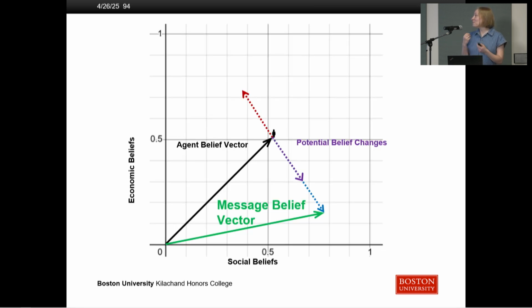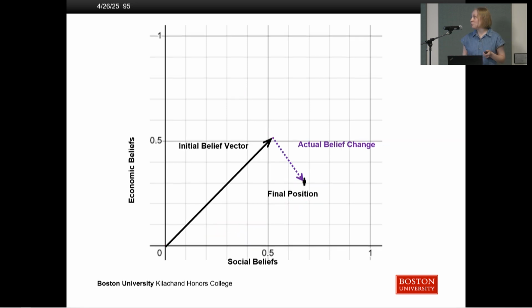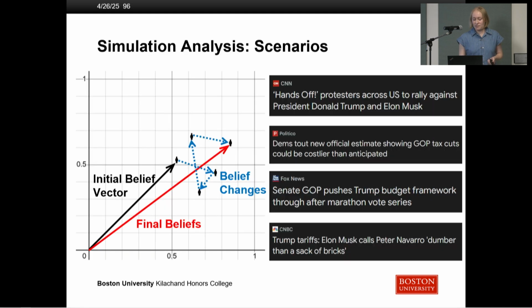So a few things can happen when a person or an agent is exposed to a message. In this case, we have someone in the first quadrant, conservative with conservative beliefs, being exposed to a message in a slightly different part of the quadrant. And the person can either move towards the message if they're convinced by it, or if they are repulsed by the message, they can be pushed in the opposite direction. What's most likely to happen in this case, since the message's belief vector and the agent's belief vector are fairly well aligned, is the agent will move towards the message, but not all the way. So that's what happens when a person is exposed to a single message.